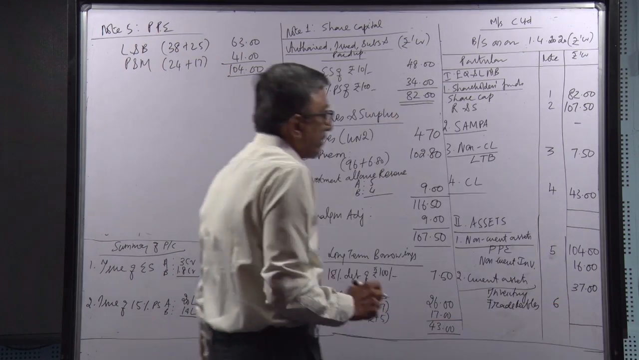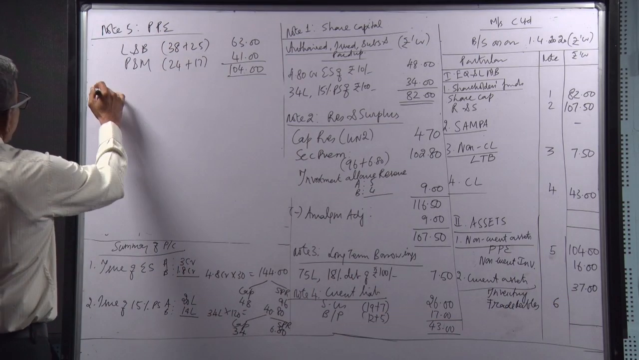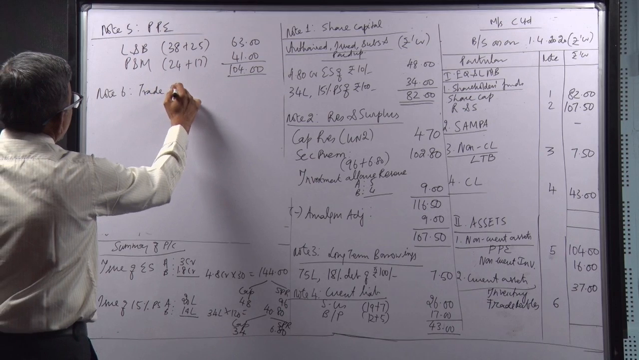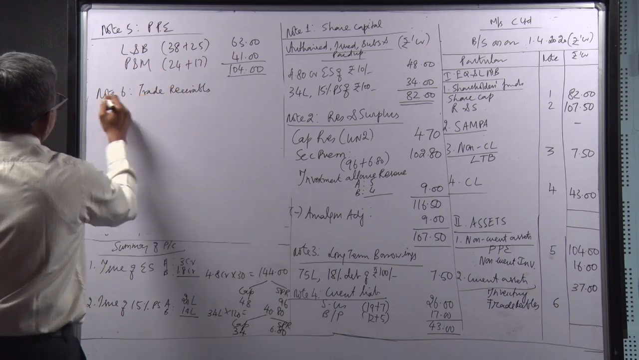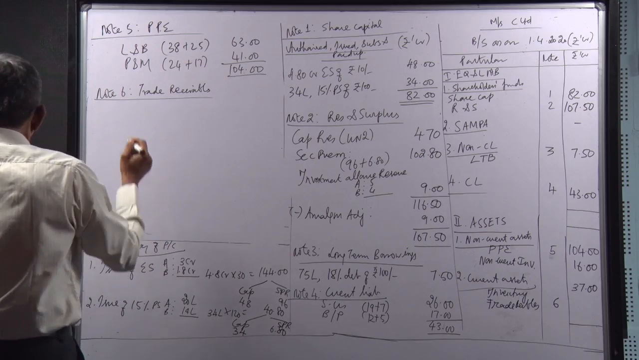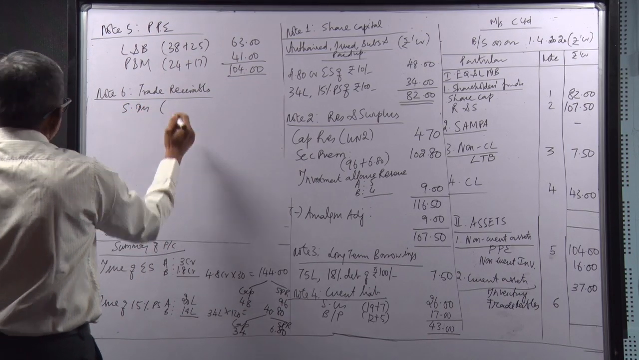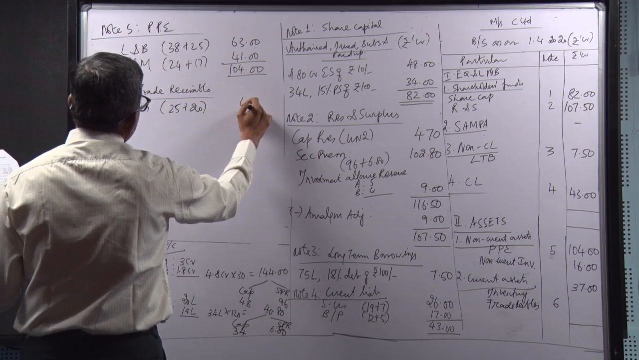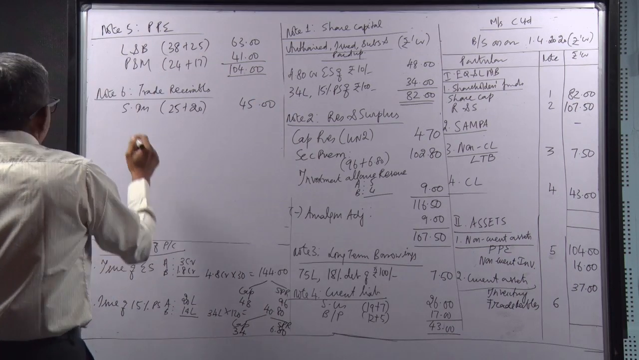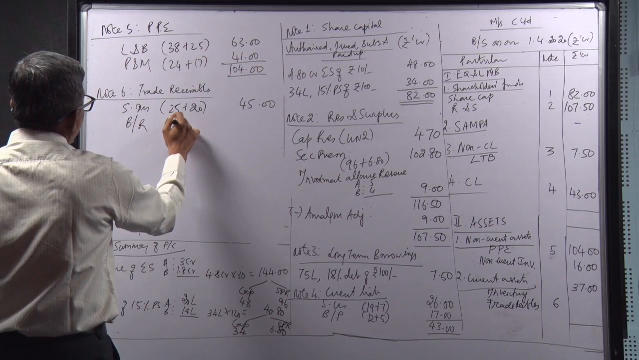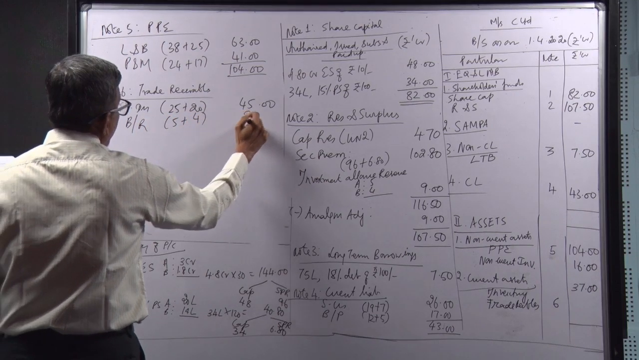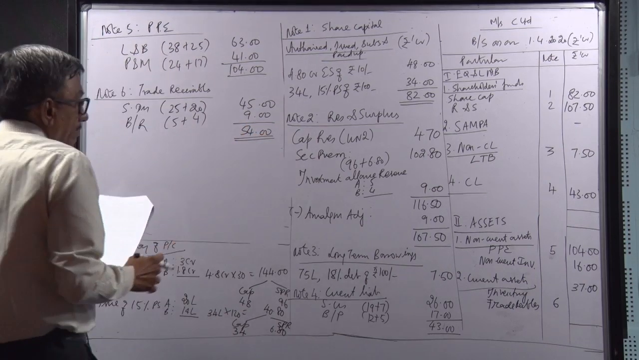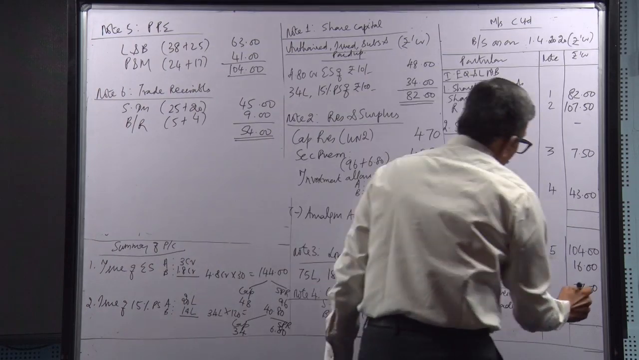Better you prepare a note for that. Note number 6, trade receivables. Sundry debtors: A 25, B 20, total 45. Bill receivable: A 5, B 4, total 9. Therefore it is 54 crores. That is trade receivable, 54 crores.